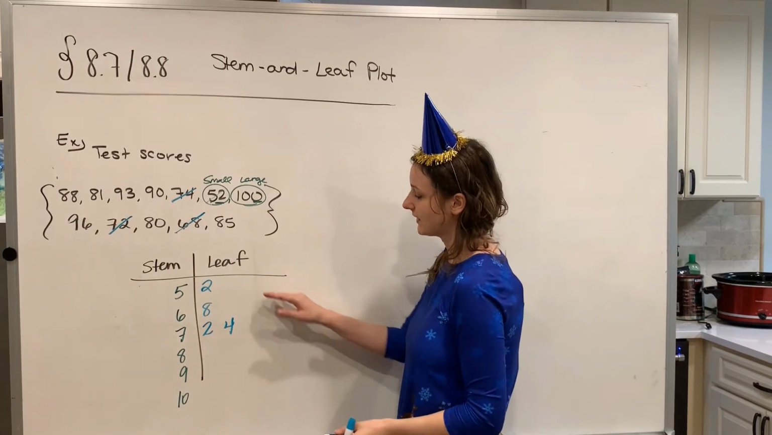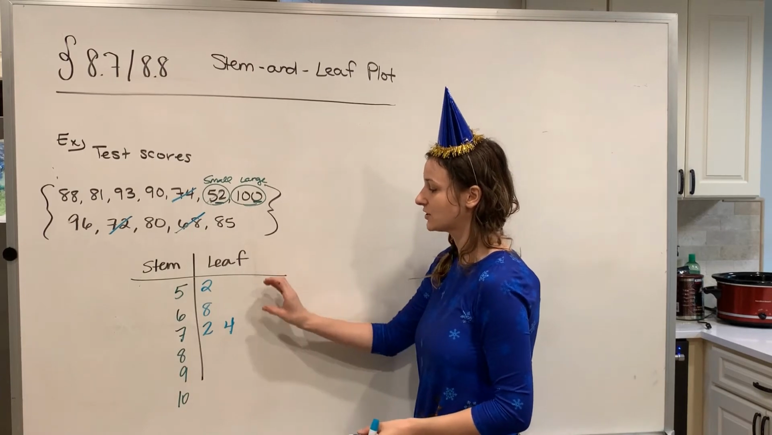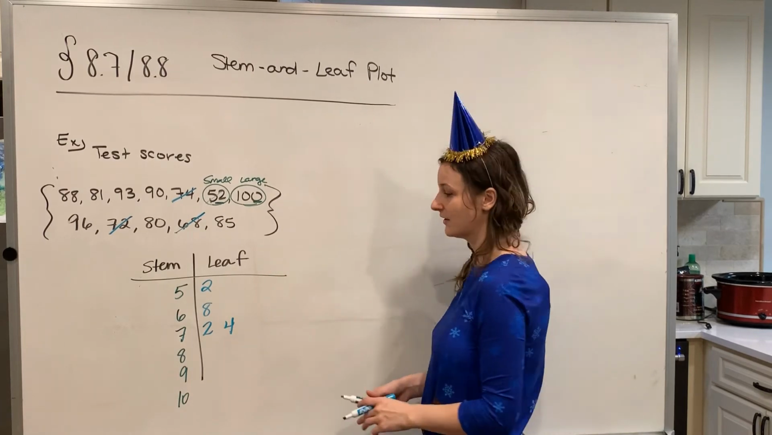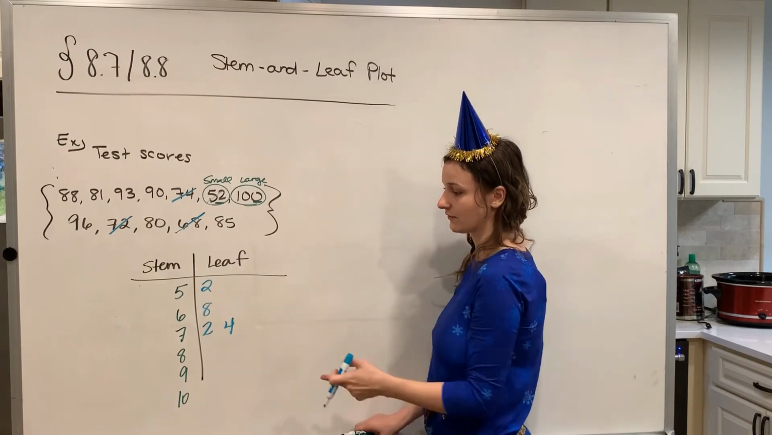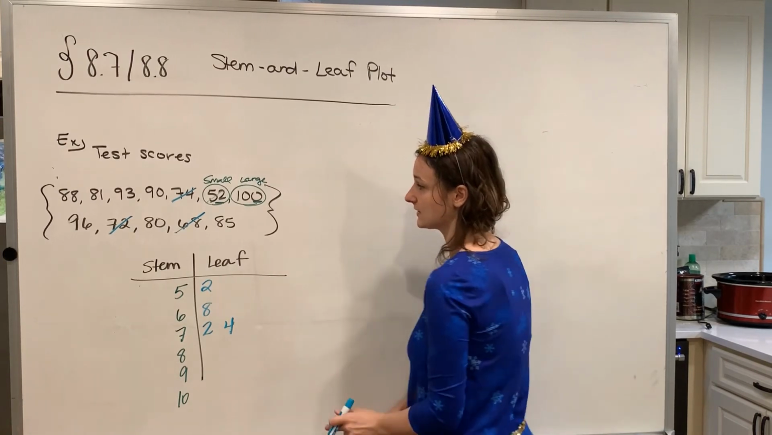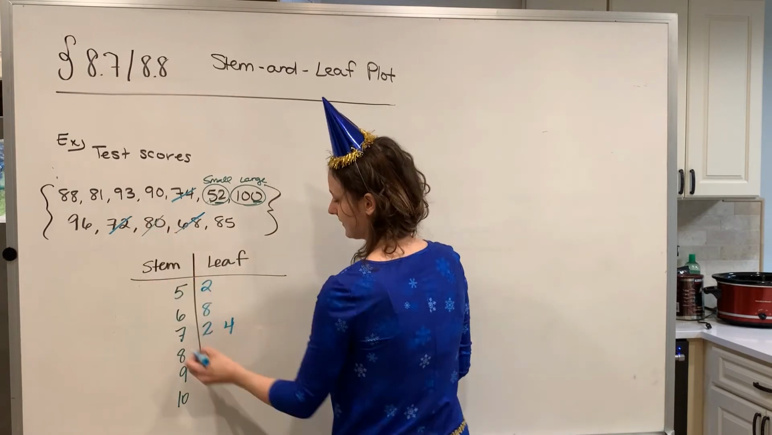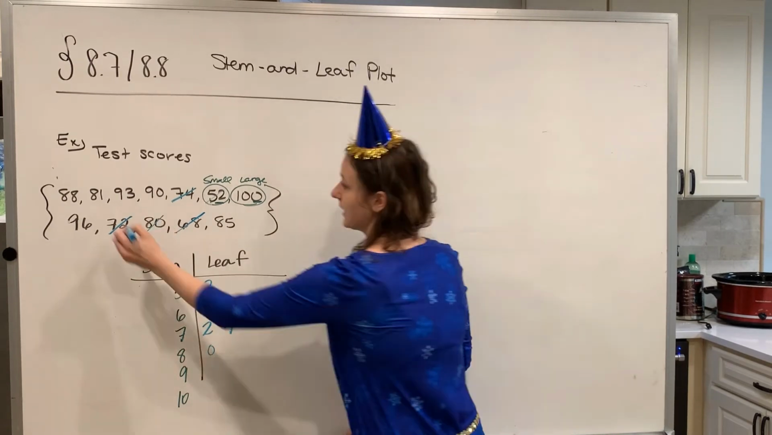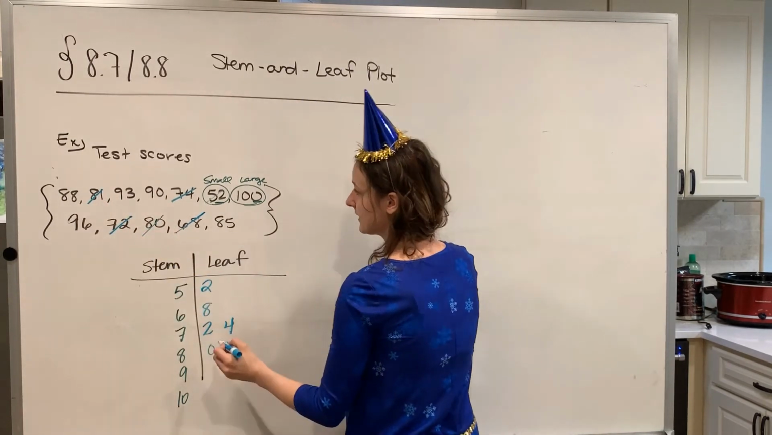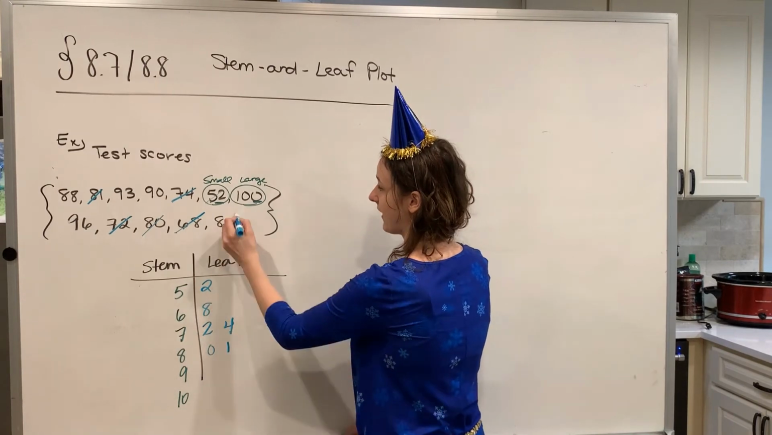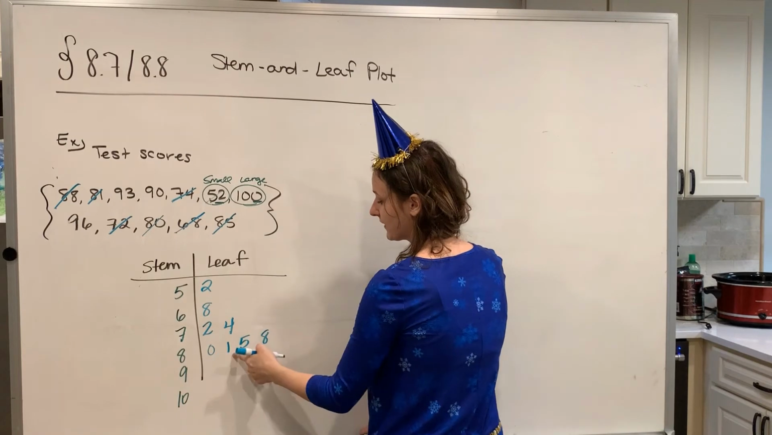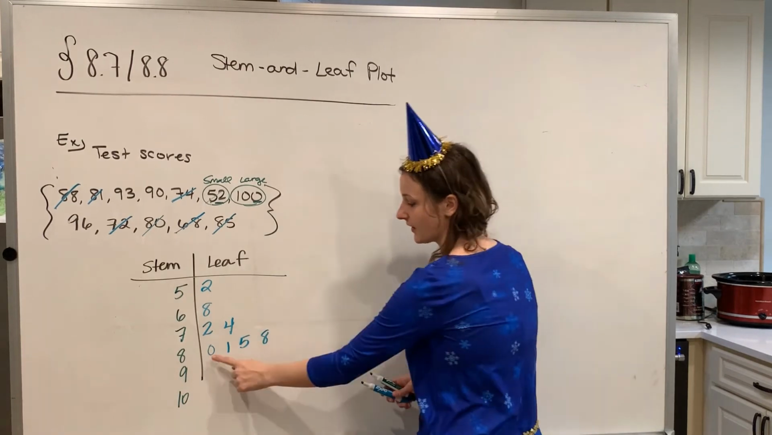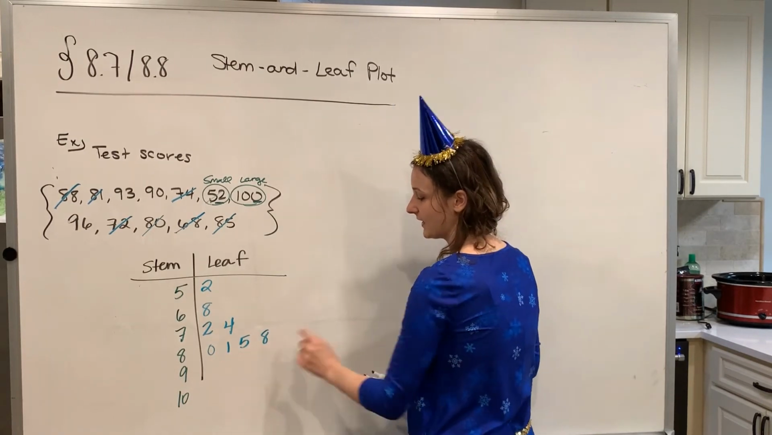So this is a way that allows you to break it down and see how much you have in these categories. So you can see I have more tests in the 70s than I did in the 60s or the 50s. Let's look at the 80s now. I have 80, so I put a 0. 81, add a 1. Let's see, 85 and 88. So a 5 and an 8. Each one of these values represents a different number, 80, 81, 85, 88.